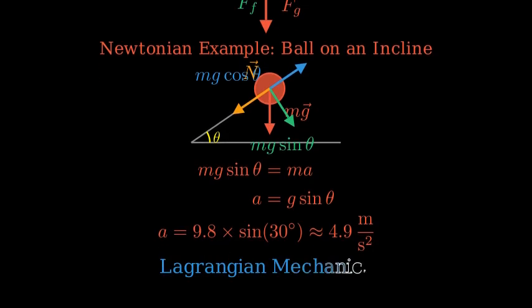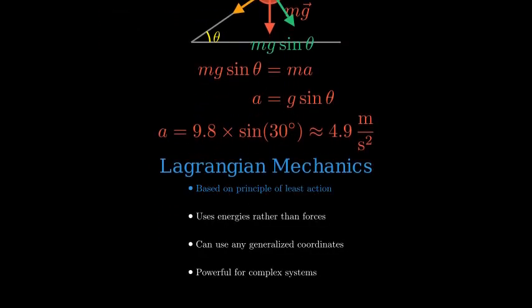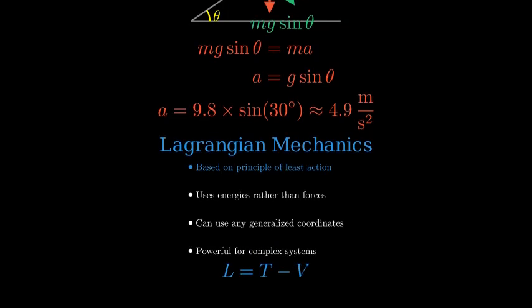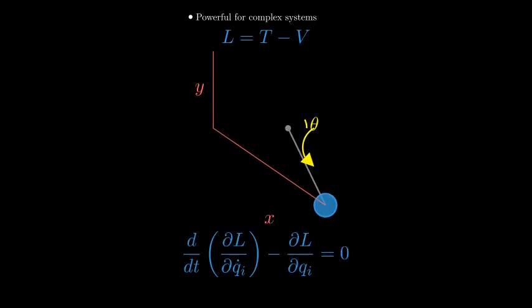Now, let's move to Lagrangian mechanics, which offers a more elegant and powerful approach to classical mechanics. Instead of dealing directly with forces, Lagrangian mechanics is based on the principle of least action. It introduces the Lagrangian function, L, which is defined as the kinetic energy T minus the potential energy V. One of the key advantages of Lagrangian mechanics is that it can use any set of generalized coordinates, not just the standard Cartesian coordinates. It employs the Euler-Lagrange equations, which state that for each generalized coordinate q sub i, the time derivative of the partial derivative of L with respect to q dot sub i, minus the partial derivative of L with respect to q sub i, equals 0.